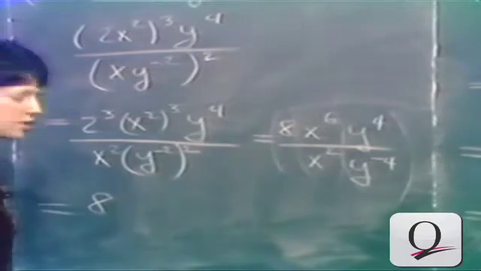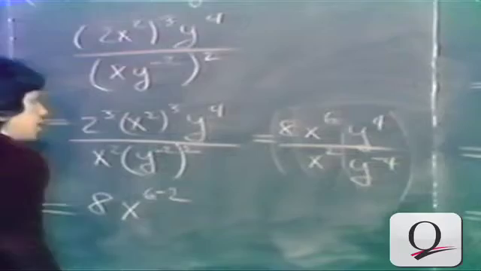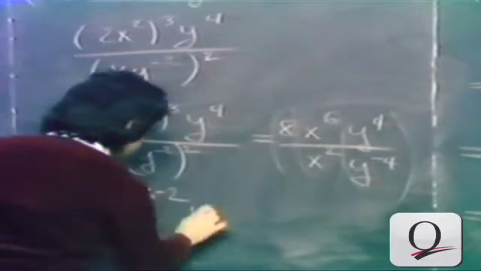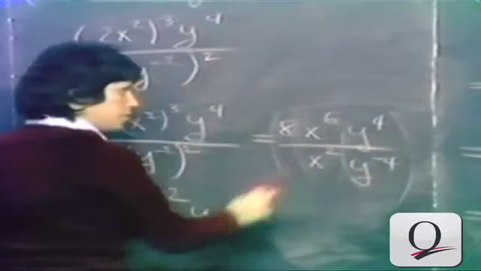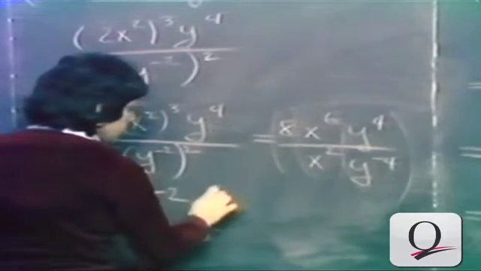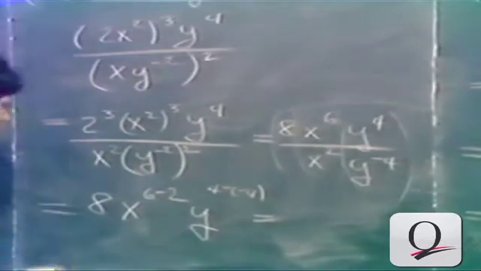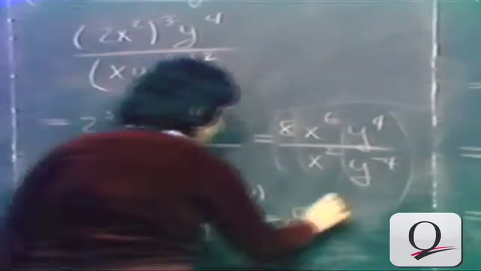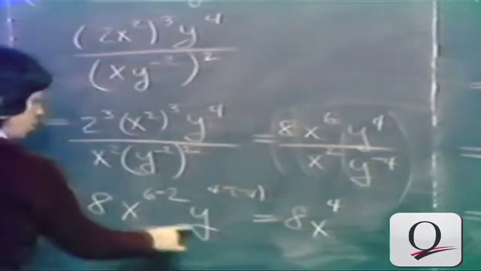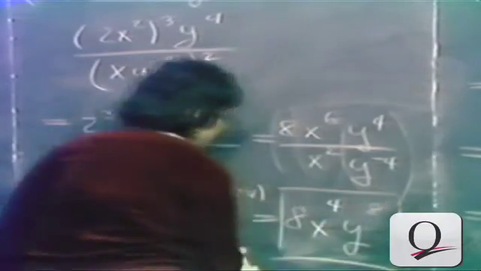When you're dividing and they have the same base, you keep the base and subtract the powers. And here, when you're dividing the same base, you keep the base and subtract the powers. 4 minus a minus 4 gives us 8. So we get 8 x to the 4th, y to the 4 minus a minus 4, y to the 8th power.